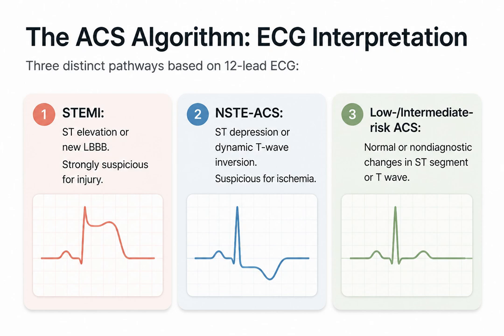The most critical juncture in the ED is step 4, the interpretation of the 12-lead ECG. This categorizes the patient into one of 3 treatment pathways. If there is ST elevation, or a new left bundle branch block, it's a STEMI. If there is ST depression, or a dynamic T-wave inversion, it's high-risk non-ST elevation ACS. Finally, if the ECG is normal or non-diagnostic, the patient falls into the low or intermediate risk category.